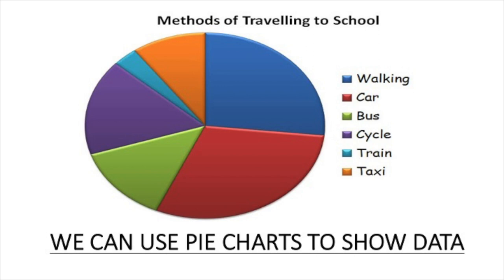Yes, you can see this pie chart shows the different methods that pupils use traveling to school. We have walking, car, bus, cycle, train, taxi. So now, looking at the pie chart, which is the most popular way of traveling to school? Which color can you see the most? Which color? Yes. What color is car? Red. Red. And as you can see, red is the biggest segment. That means car is the most popular method of traveling to school, followed by walking and then cycle.